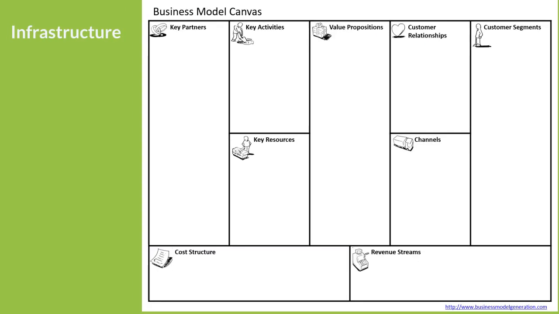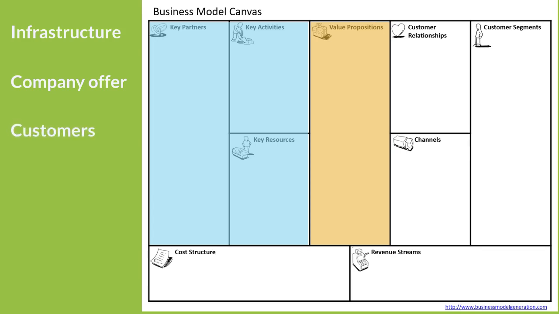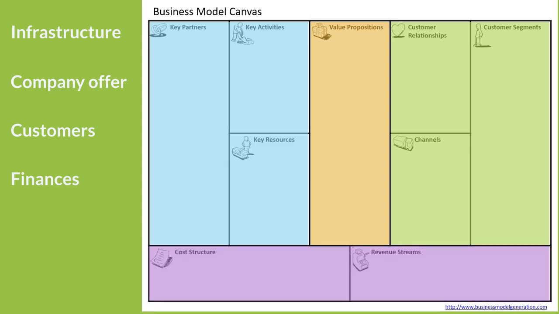The first issue is the definition of the company or business infrastructure. It includes key activities, key resources, and the partner network. The second group defines what the company is offering. It includes the value propositions of the business. What about your customers? This group includes customer segments, channels, and customer relationships. Now ask yourself what the finances are like. It includes the cost structure and revenue streams.